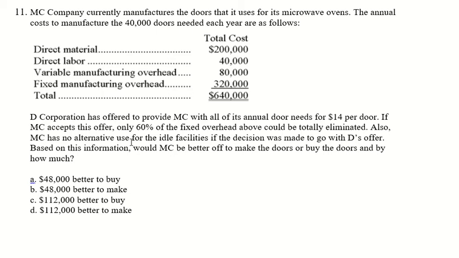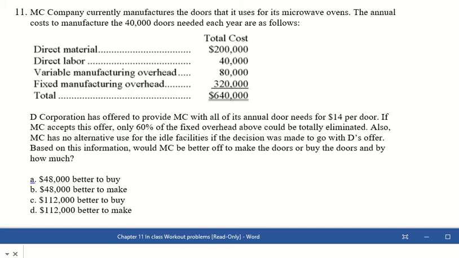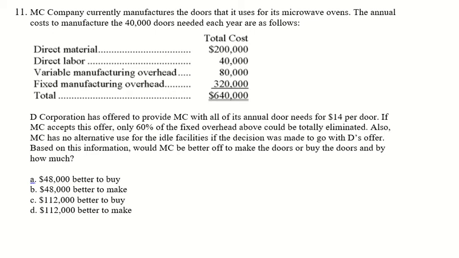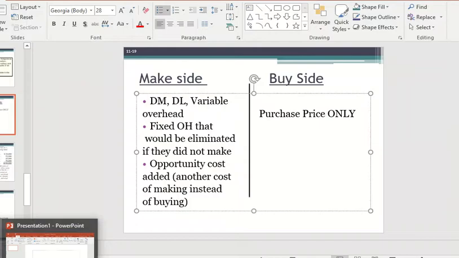Also, MC has no alternative use for the idle facilities. If the decision was made to go with D's offer based on the information, would MC be better off to make the doors or buy the doors, and by how much? So let's lay out this cost analysis. Remember, only 60% is the relevant part, because 60% would be totally eliminated, and no opportunity cost on this one. So let's see if I can get my PowerPoint back up so we can look through it.